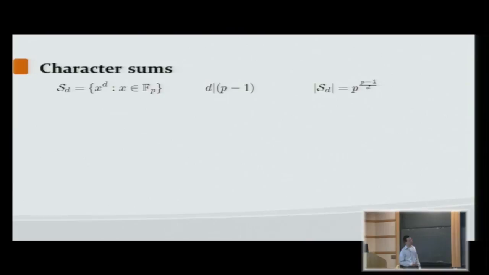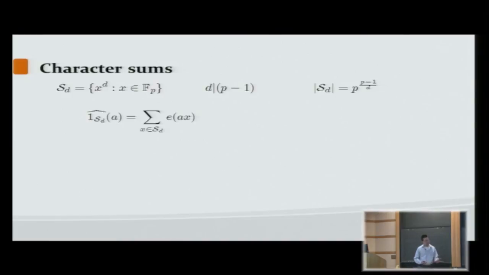That's a good point. But certainly if D divides P minus 1, then this is good. And so how big is this? Well, it's going to be P to the, I guess this should be just P minus 1 over D. So that's a typo there. And so I want this quantity right here to be rather small if I want this to be a small subset of the field.